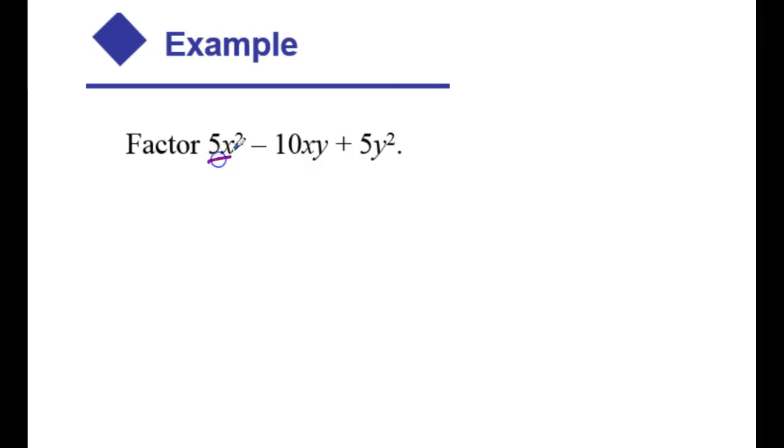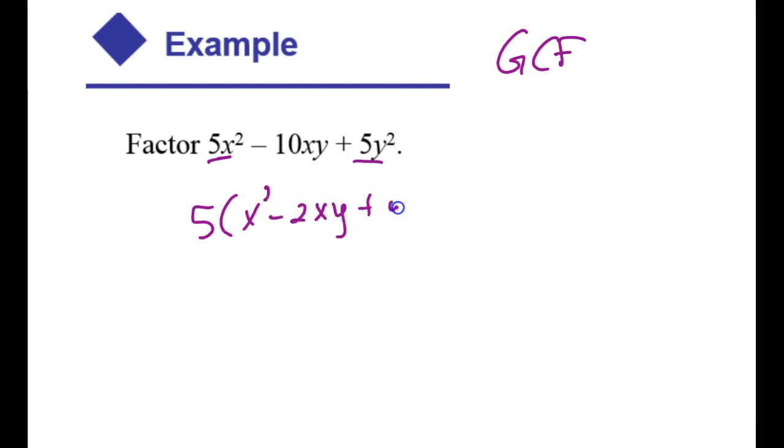So again, we're looking for perfect binomial squares, and I don't quite have it here until I remember that first lesson: always look for the greatest common factor first. So let's factor out a 5, which literally means divide each term by 5, giving me x squared minus 2xy plus y squared.